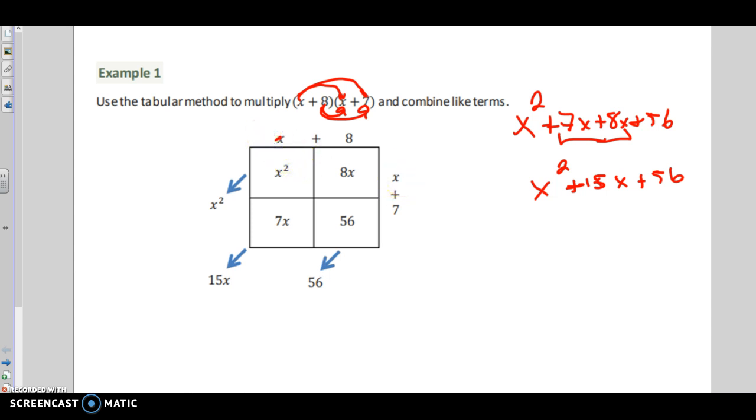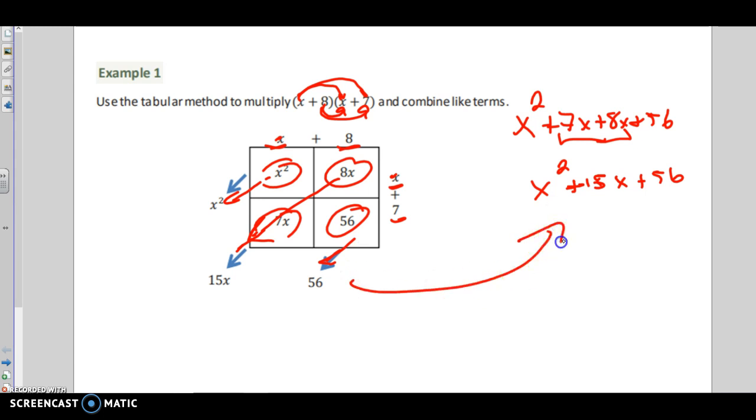X times x gives me x squared. 8 times x gives me 8x. X times 7 gives me 7x. 8 times 7 gives me 56. And then I am just combining like terms. So x squared has no other term. 8x and 7x are alike. They give me 15x. And there's only one term with no variable. That's the 56. And I get the same answer as I would via distributive property.